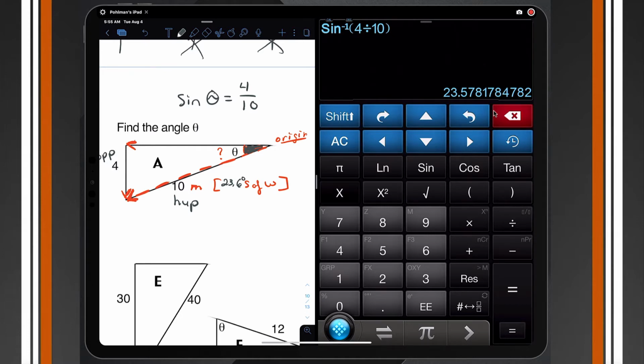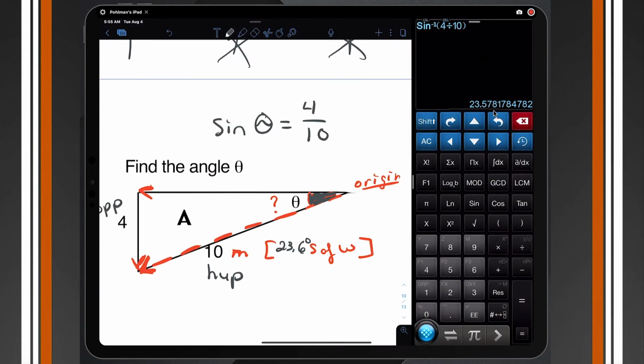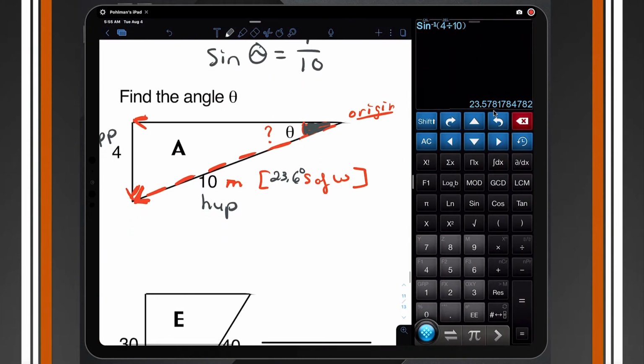All right, now just to emphasize this, if we are standing at our point of origin, we would have to go south from west 23.6 degrees before we would hit that resultant vector. That's what that means. All right. We're going to do a couple more of these.